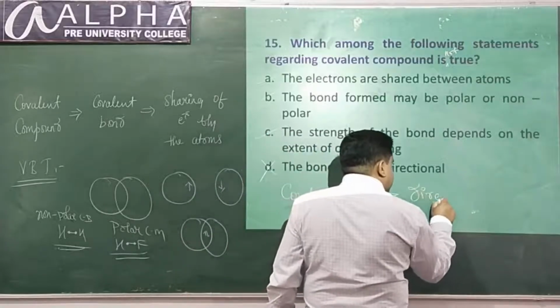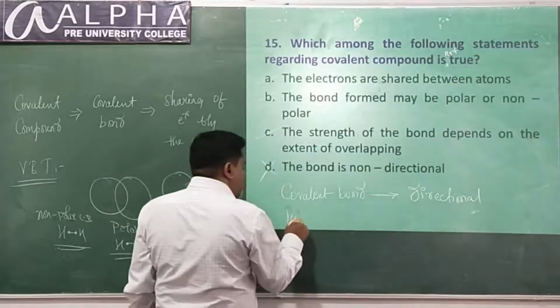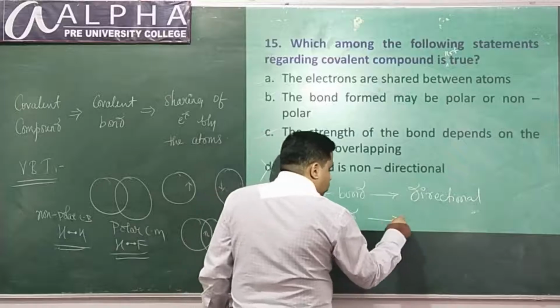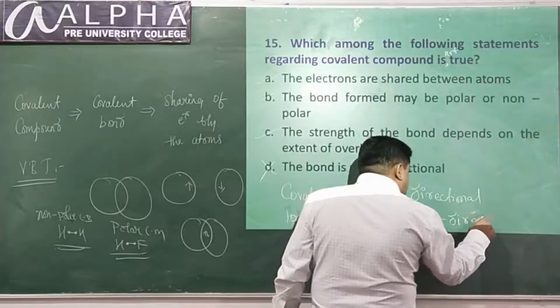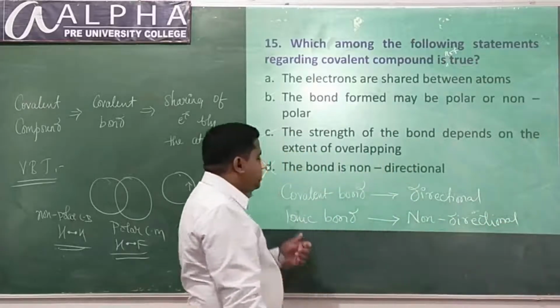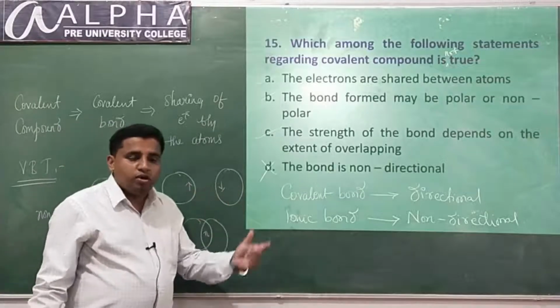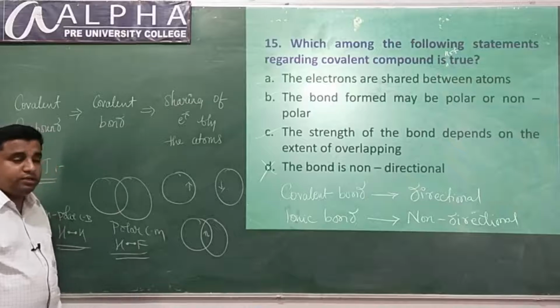Covalent bond is directional, whereas ionic bond is non-directional. But here the bond is given as non-directional. No, the covalent bond is directional. Hence the incorrect statement is option D.